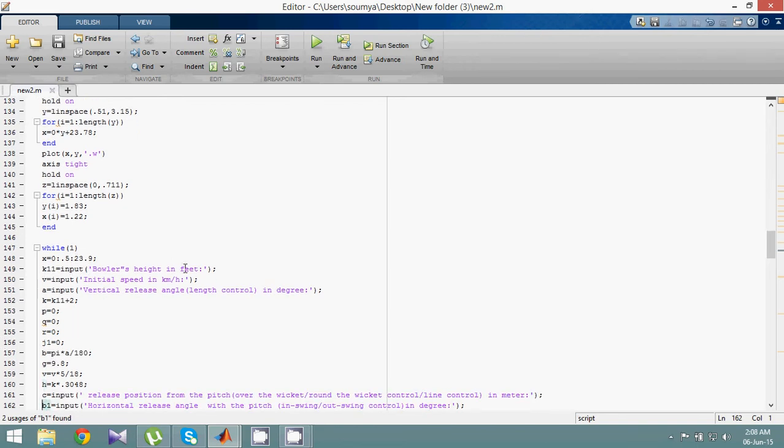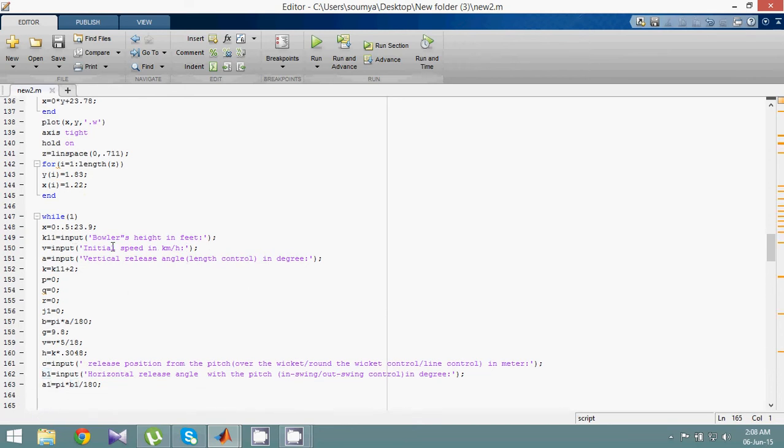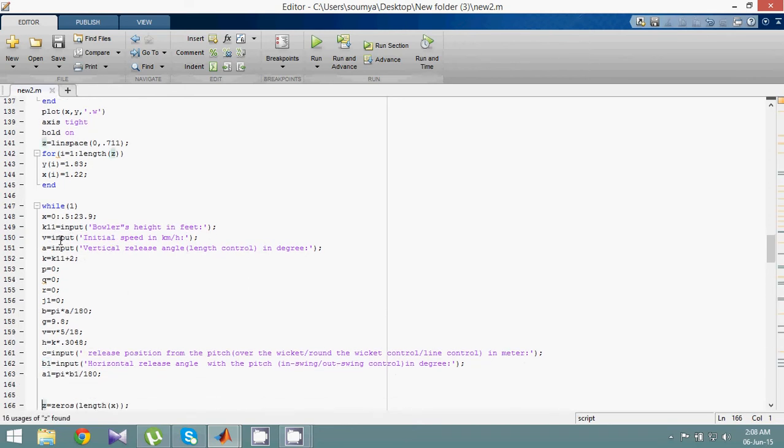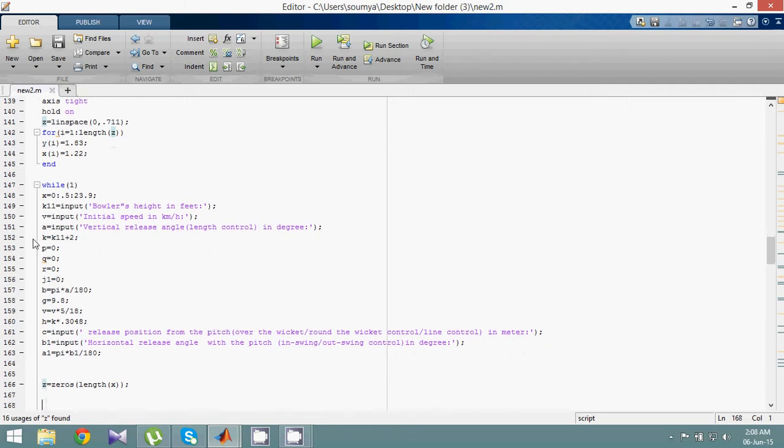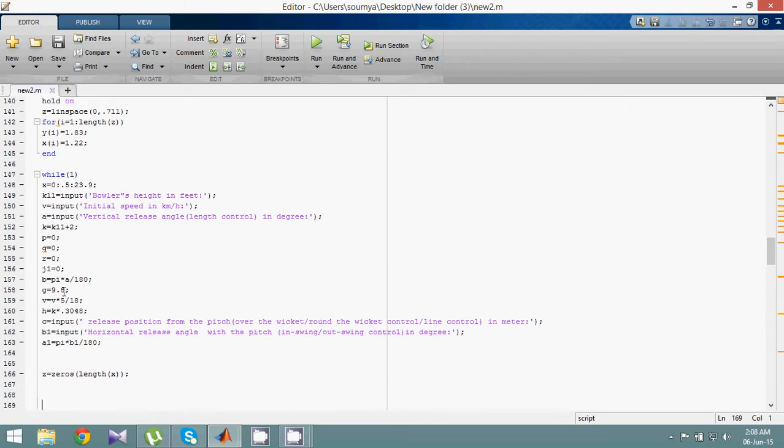The first one is pole side in feet, and the second one is initial speed in kilometers per hour. The third one is the vertical release angle or line length control in degrees, and then this is basically the angle in radians. This is g, 9.8, the gravitational acceleration, you all know that, and that's speed in meters per second, 5 by 18, and then that's the height in meters.